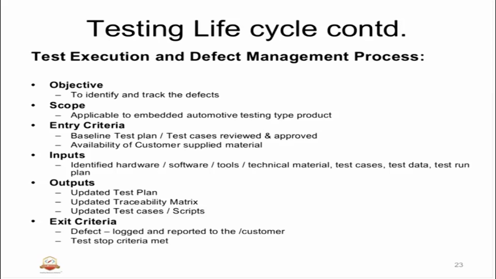The inputs that are required are identified hardware, software, tools, technical material, test cases, test data, test run plan. So all this will be required because with the help of this only I am going to execute. The outputs of this activity are updated test plan, updated traceability matrix. As I said, traceability matrix is an important aspect of the testing lifecycle because I need to trace each of the requirements, how I have tested, how I have covered in terms of what sort of test. All this will be part of the traceability matrix.